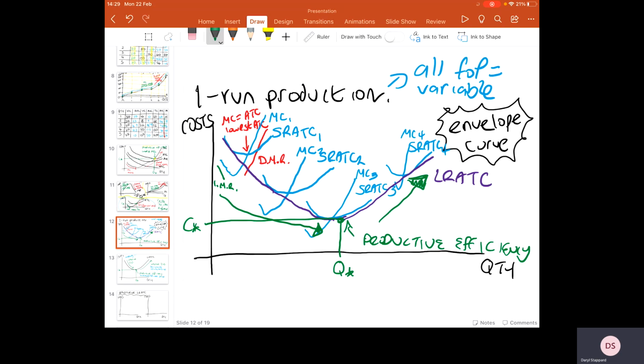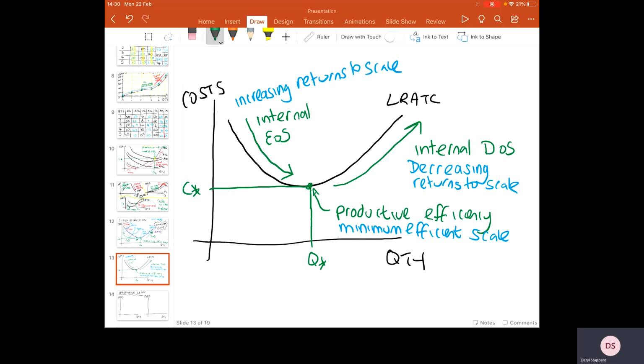Now, what is happening here is when long-run average total cost is falling, the firm is benefiting from economies of scale. But when average total costs start to increase in the long run, the firm is now suffering from diseconomies of scale. So everyone, the main takeaway point from this slide here is that the envelope curve, this long-run average total cost curve, shows us that the LRATC is made up of all of these short-run average total cost curves.